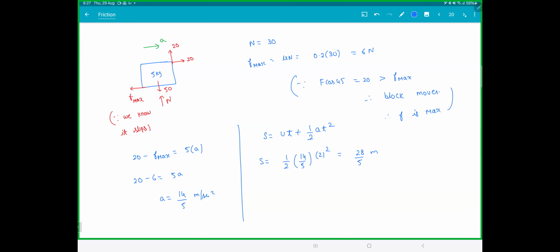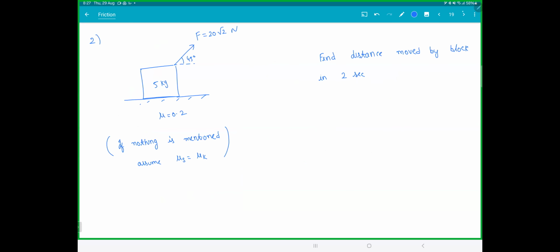Next one. Any doubts on this? Anyone didn't get the FBD equation part? Anything, please ask. Easy one. Like I said, today we'll do just basics.